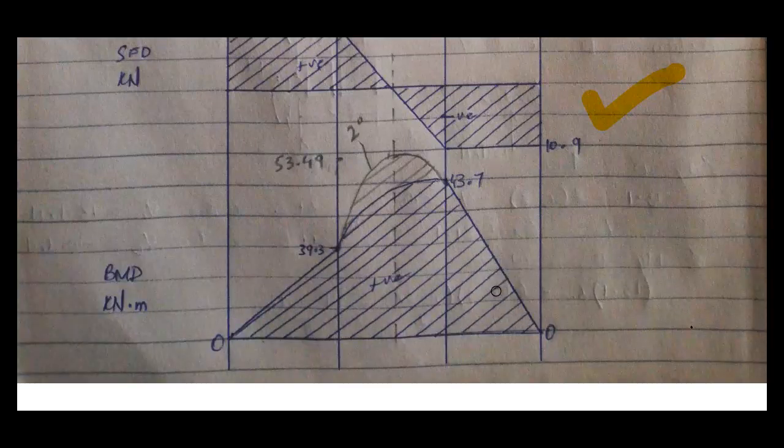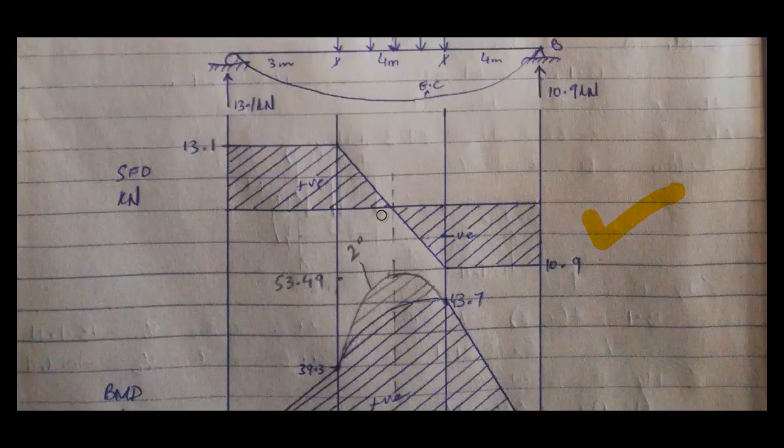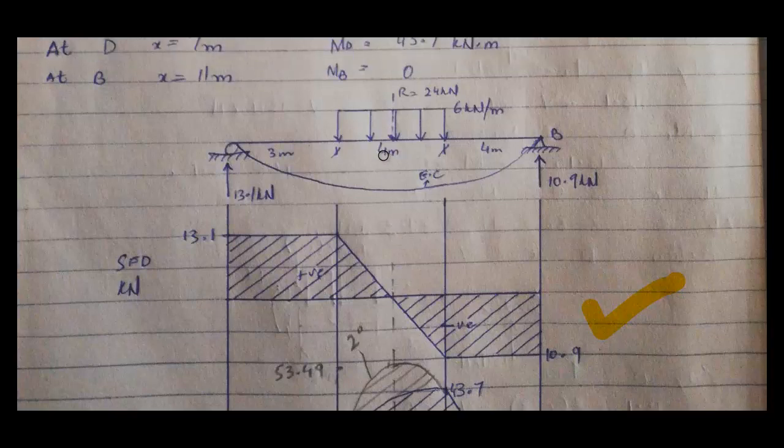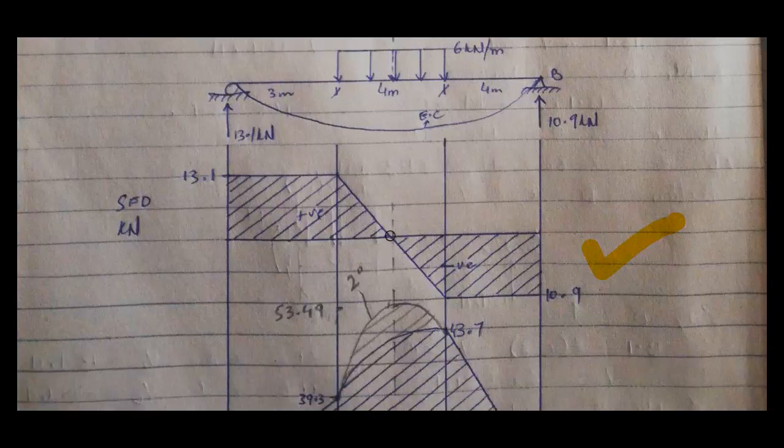The shape of the bending moment diagram also seems correct, but I did not see the calculations here for the location of this point, because this situation is not exactly symmetrical. This ordinate is 13.1 here and it's 10.9 here, so this point will not be exactly at the center of this 4 meter, rather it will have some offset. In order to calculate that, we need to put the shear force equation for this portion equal to 0, and that will give us the location of this point with respect to this end.